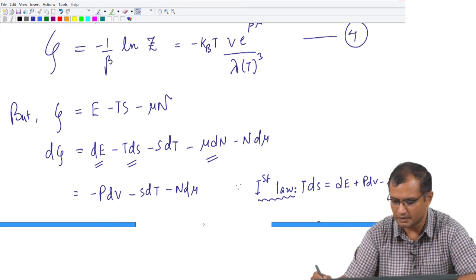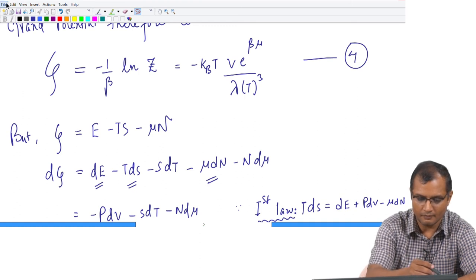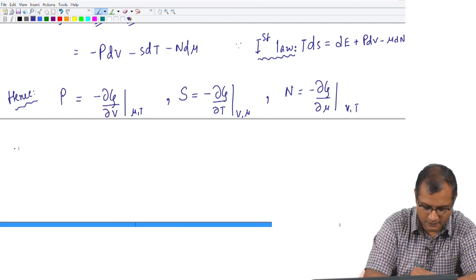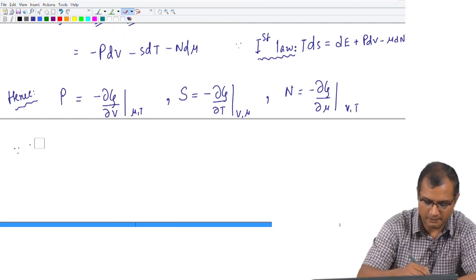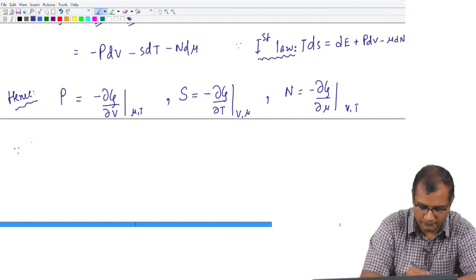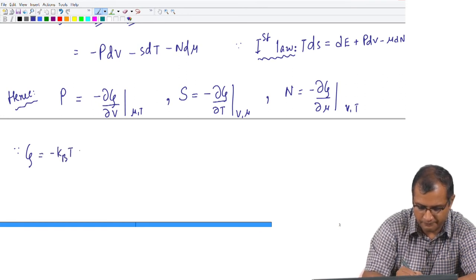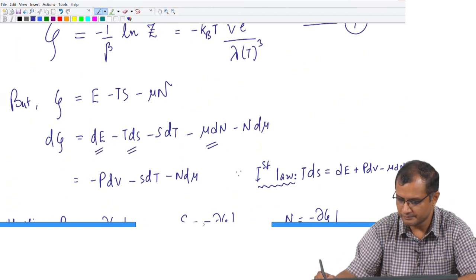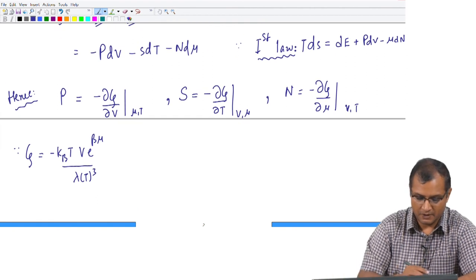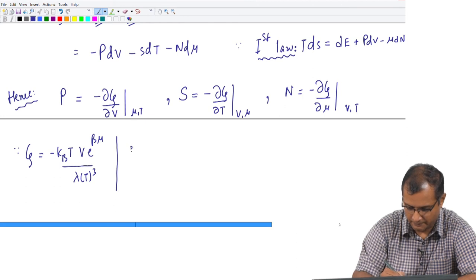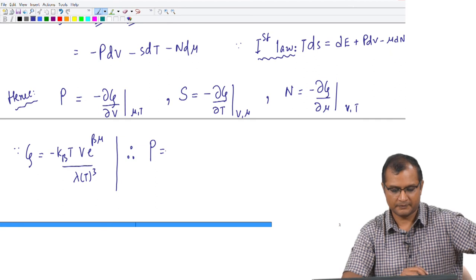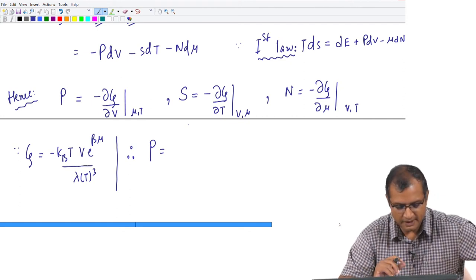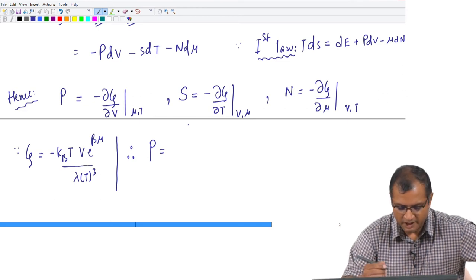So, minus kT V. So, let us just write down the expression for the grand canonical potential. Is that it? Yes. Okay. So, therefore, I can write down for P pressure as, so the only thing that is basically there is only one variable that is volume in the expression.